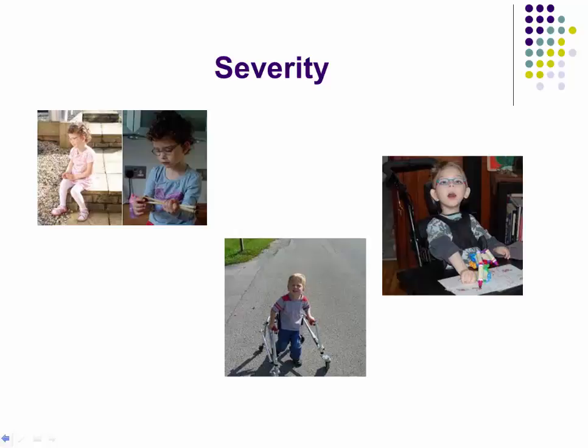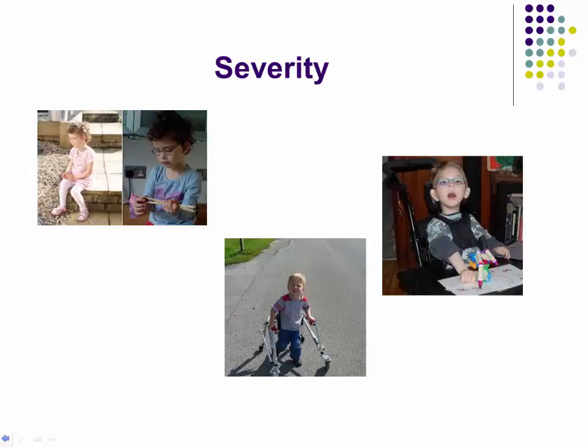The middle picture shows a little boy who's got spastic diplegia, and in this severity is more moderate. He's ambulatory, can move about his environment, but with the assistance of adaptive equipment. This is a rollator walker. It's a posture walker that goes behind him to help him stand more upright.